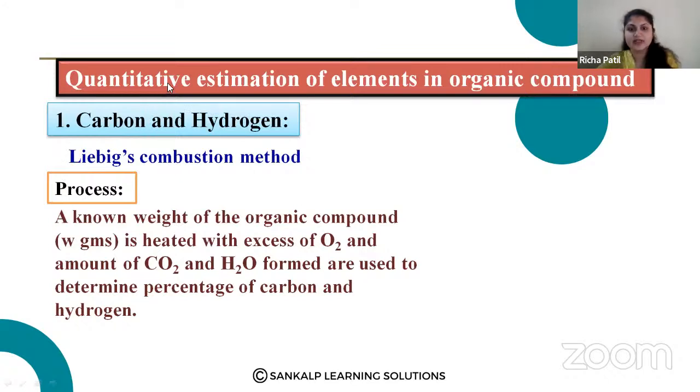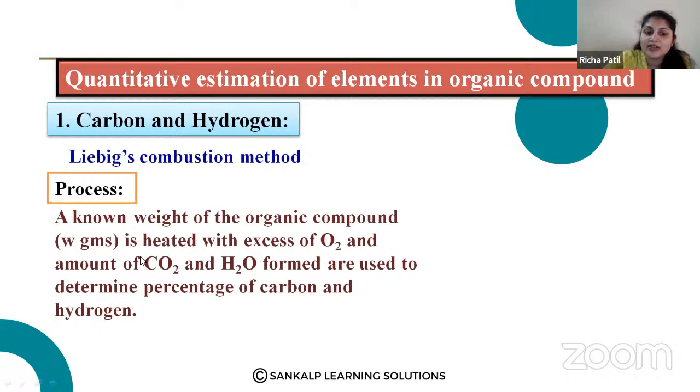Next is quantitative estimation of elements in organic compounds. Here you can see carbon and hydrogen. They can be estimated by Liebig's method. A known weight of organic compound is heated with excess of oxygen, and the amounts of carbon dioxide and water formed determine the percentage of carbon and hydrogen. So this is Liebig's method.